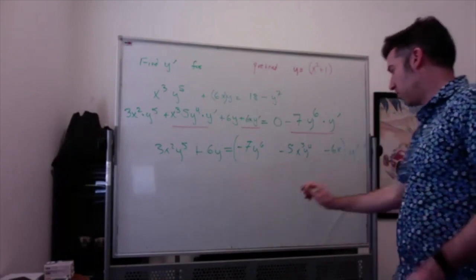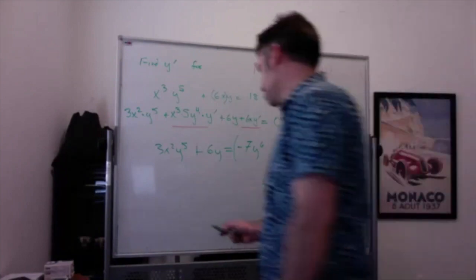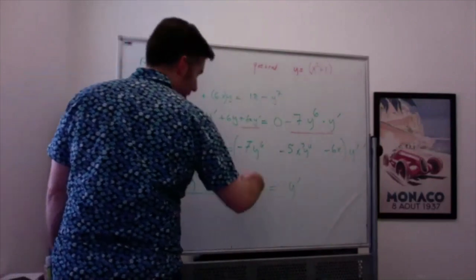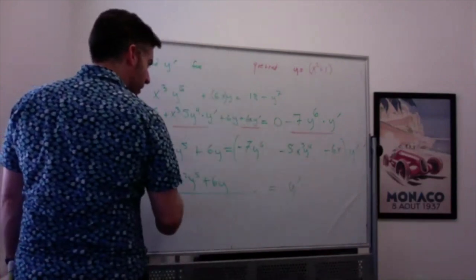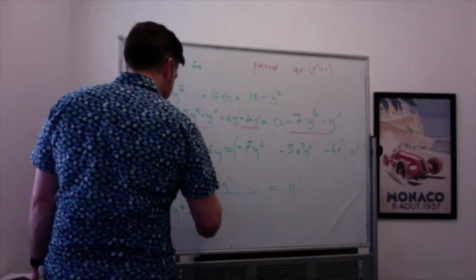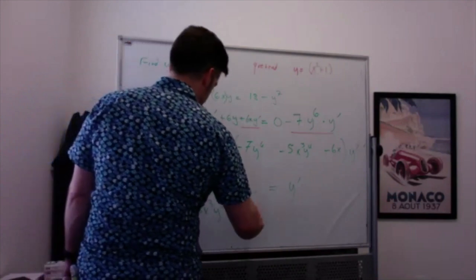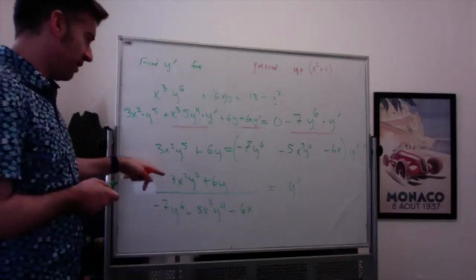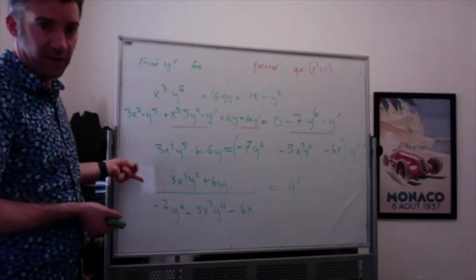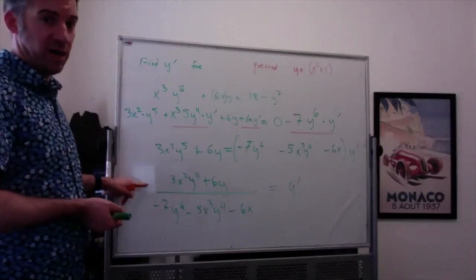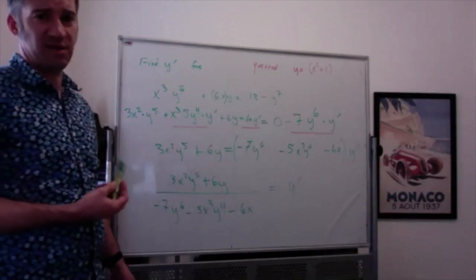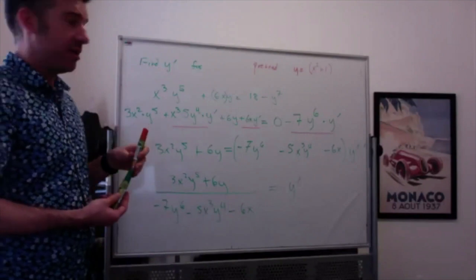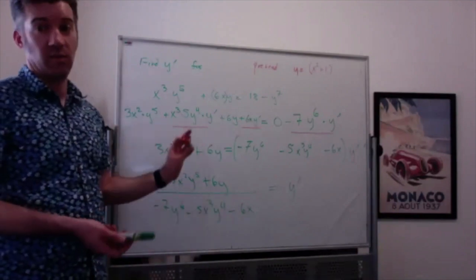So I'm going to get that y prime is equal to 3x squared y to the fifth plus 6y divided by all of that: negative 7 y to the sixth minus 5x cubed y to the fourth minus 6x. And it will almost always be the case that you cannot simplify this, right? There's nothing you can factor out. Well, I should say you could factor out a y from the top, but there's no common factor that you can factor out from the top and the bottom that you can cancel out. The exception sometimes is a constant that you can factor out from the top and the bottom that you can cancel, but I really wouldn't worry about that. Typically, once you get here, you're like, I am sick of this problem. Let's just be done with it.